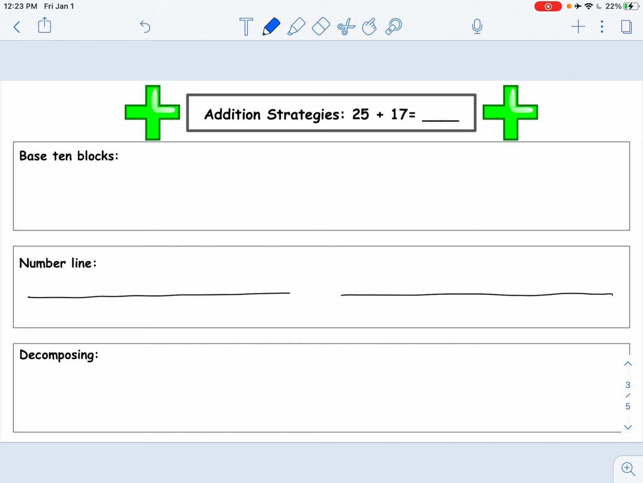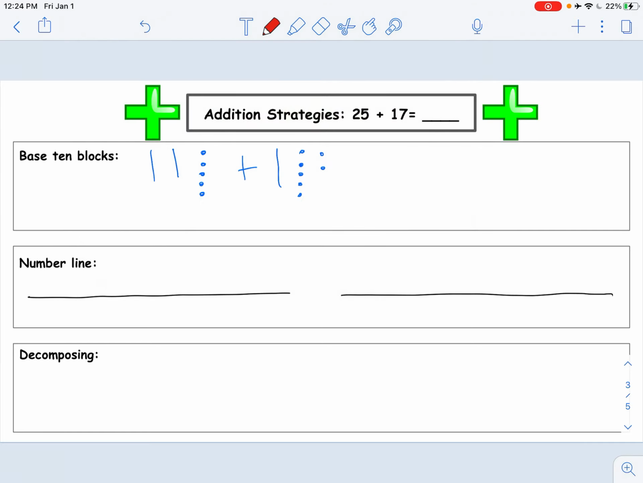So let's go ahead and get started with the addition strategies. What I'm going to do is use this equation, 25 plus 17, for all of my examples. So let's start with base 10 blocks. What the student would do to solve 25 plus 17 is draw those two amounts in base 10 blocks. So I would draw 10, 20, 21, 22, 23, 24, 25, plus 17: 10, 1, 2, 3, 4, 5, 6, 7.